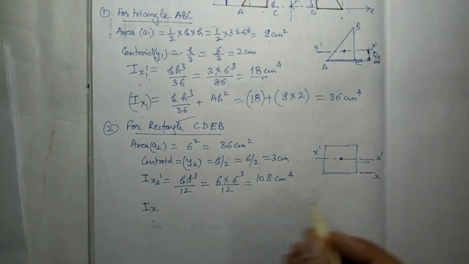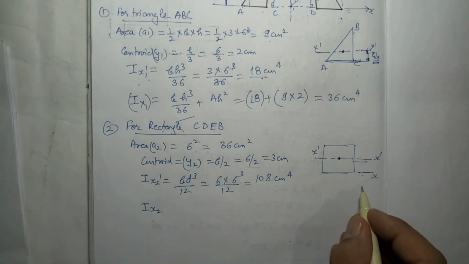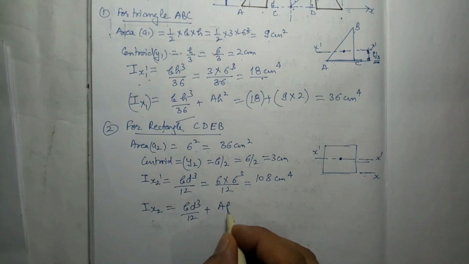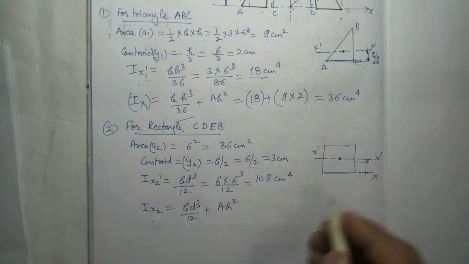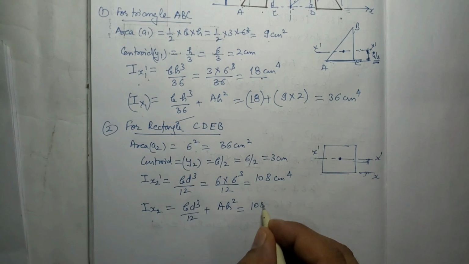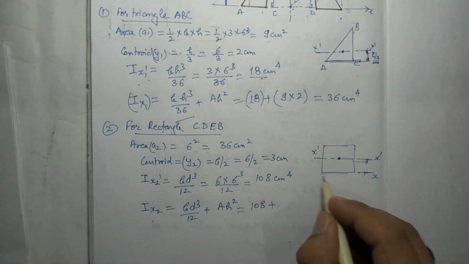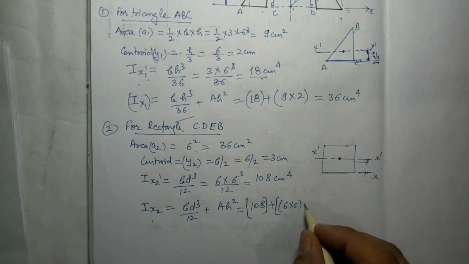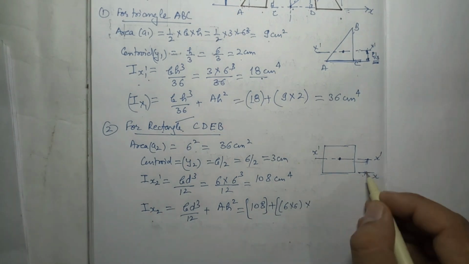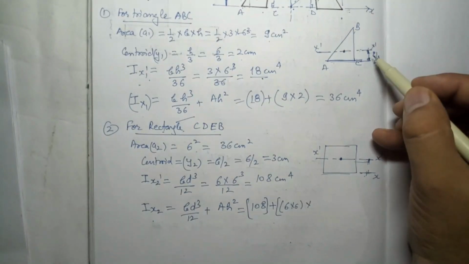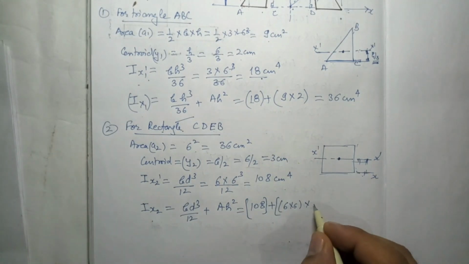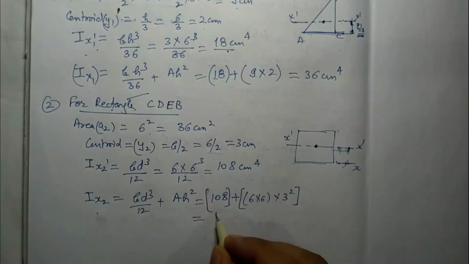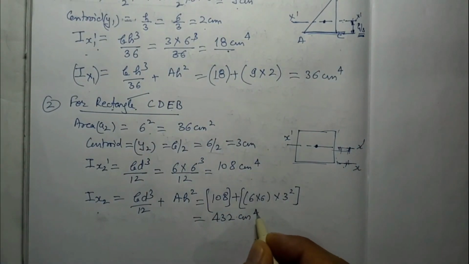Now we have to shift about the x-axis, so I will say I2 about the x-axis, that will be bd cube by 12 plus A into h square. So h is the distance between these two axes. We have calculated the value of bd cube by 12, plus A, the area of this, that is 6 into 6, into h square. h is the distance, means that is again half of that, so it is 3, so this will be 3 square. After calculation we are getting the value, that is equal to 432 centimeter power 4.